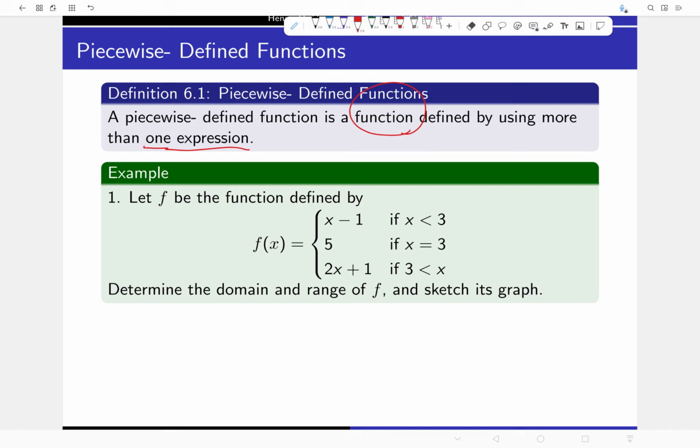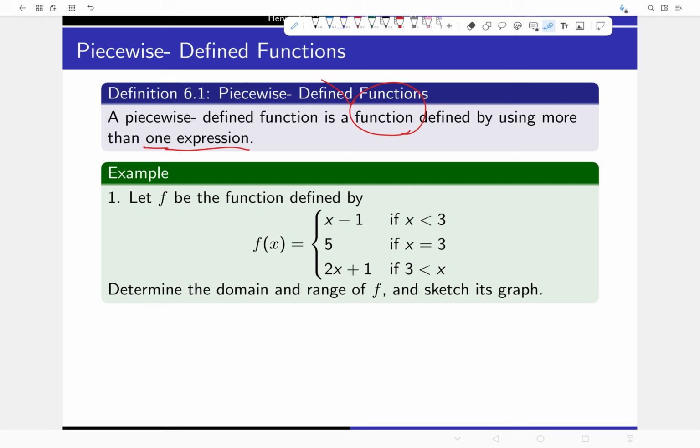Unlike the other functions that we've already discussed, this one is a little bit different because this piecewise defined function is a function that uses more than one expression. For example, number 1: let f be a function defined by these three expressions.